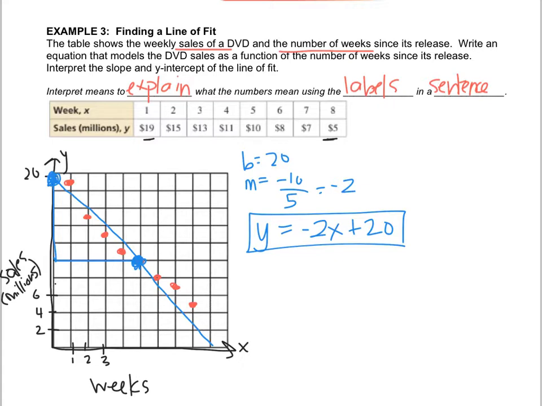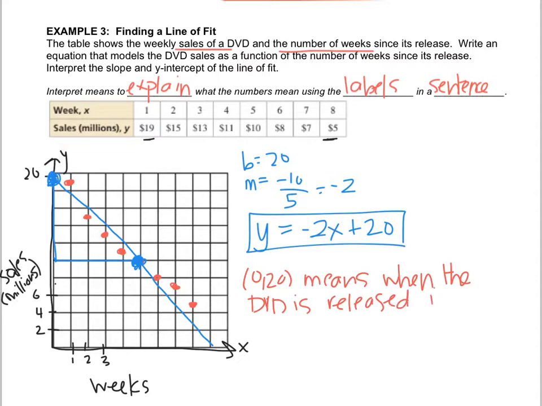So the next thing that we have to do is interpret the slope and intercept. So 0, 20 is going to be the easier one to start with because it's the starting value. So 0, 20 means when the DVD is released, right, like at the start, it sells $20 million.